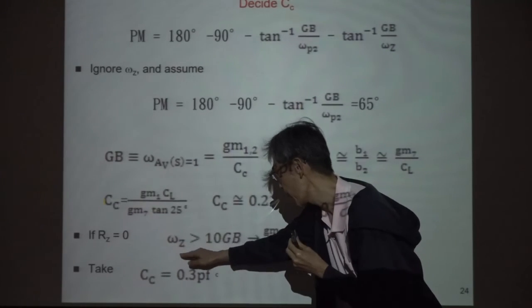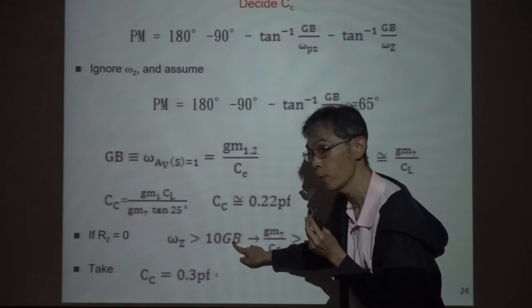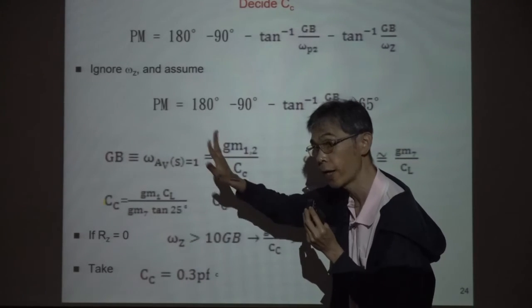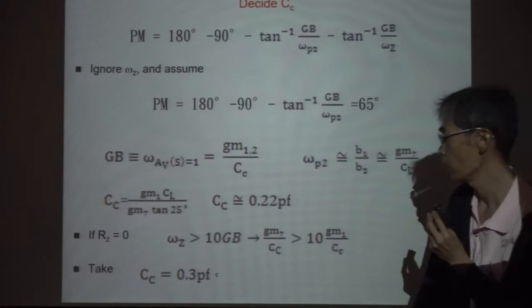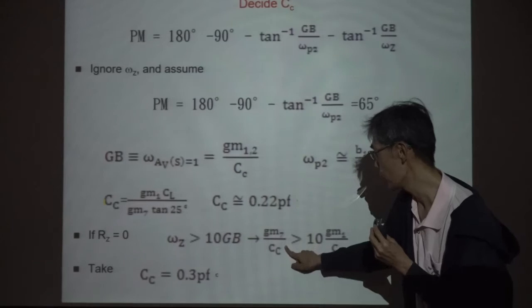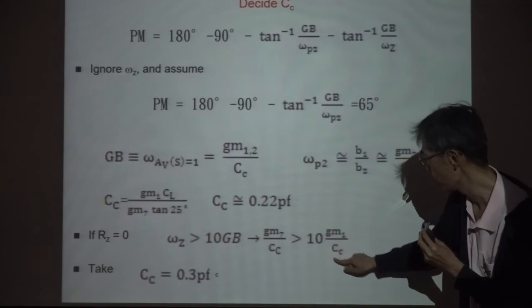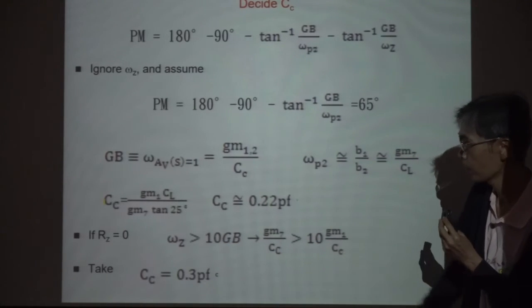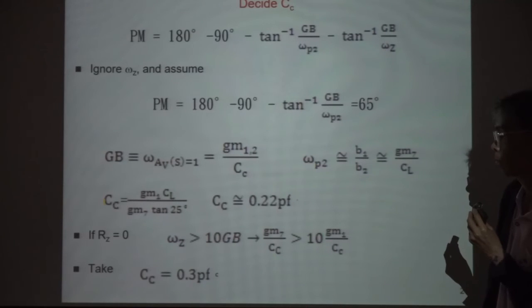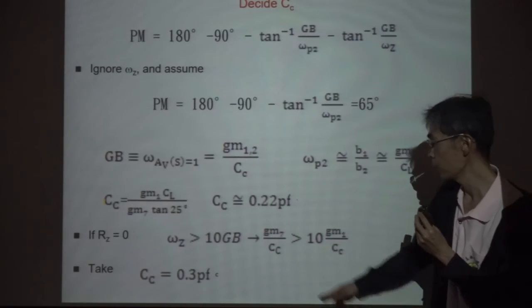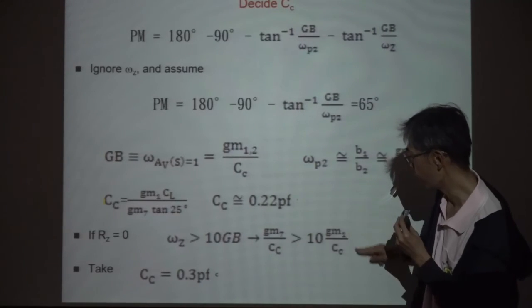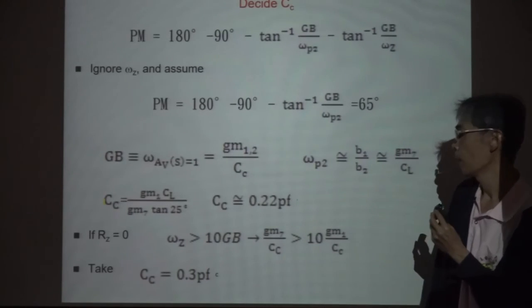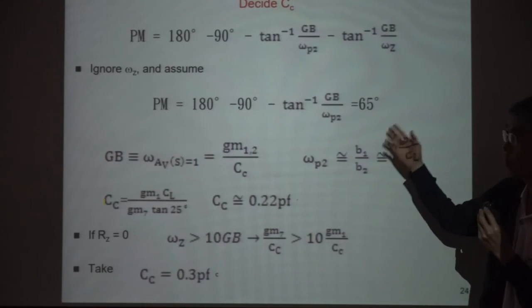We require omega z greater than 10 GB. Remember, we want omega z very large. So omega z equals this value, 10 GB. So your CC also needs to satisfy this condition. Okay, next one.